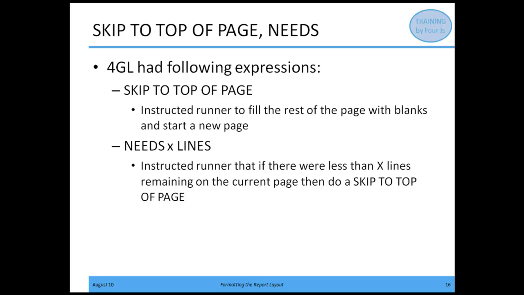Now, when you created ASCII reports, you probably used statements such as skip to top of page and needs X lines. When you skip to top of page, it instructs the runner to fill up the rest of the page with blanks and start a new page. When you said need X lines, you're saying I need a certain amount of lines remaining on the current page, otherwise I want you to skip to the top of the page. Well, how would you represent these inside of Report Writer?